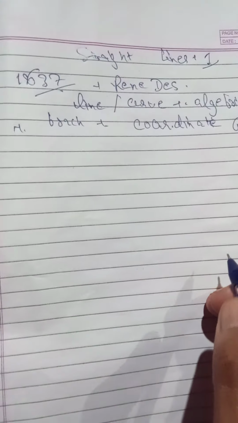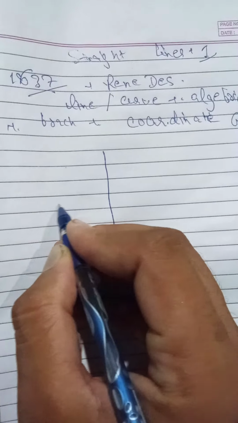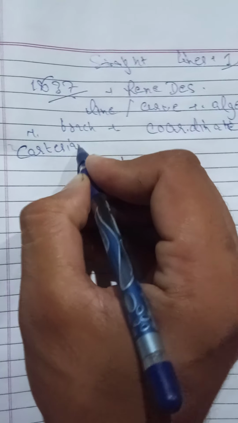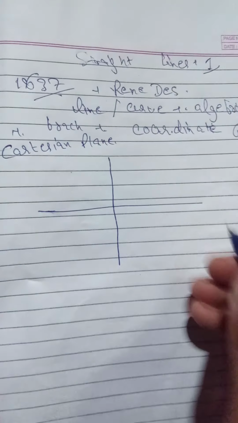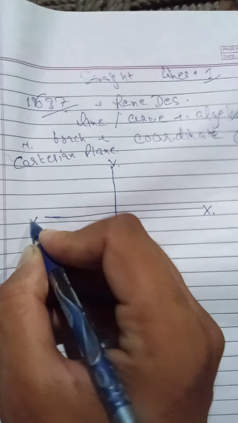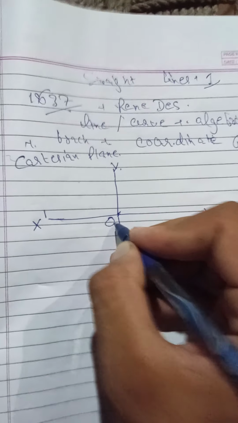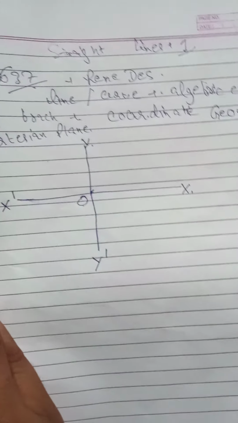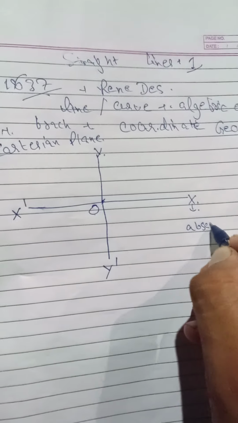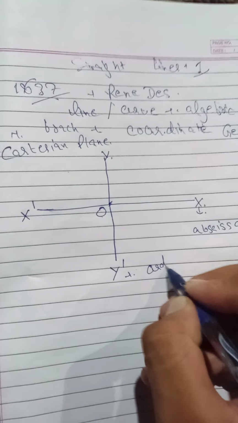For discussing straight lines, we will discuss the Cartesian plane. This is the Cartesian plane. In the Cartesian plane, there are two axes, the x-axis and the y-axis. This is X'X and Y'Y, and this point is called O, the origin. The x-axis is also called the abscissa, and the y-axis is also called the ordinate.